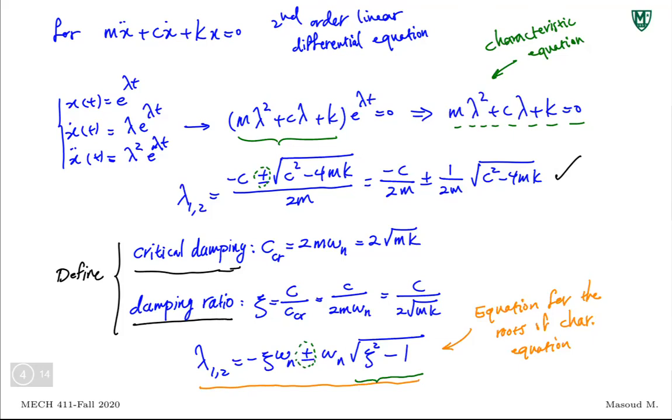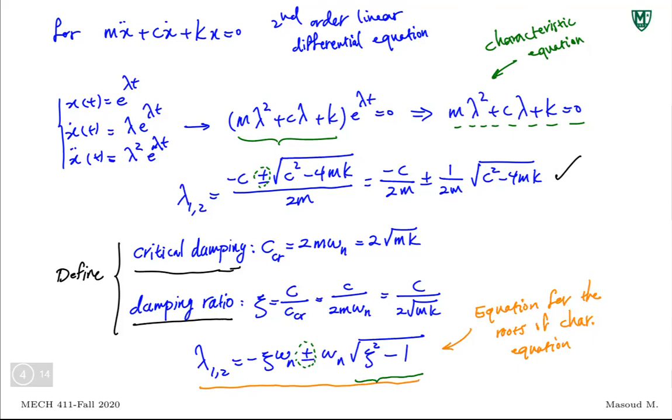Now, if zeta squared is less than 1, the value under this square root becomes negative. And the square root of a negative number, well, you know that from before, it's a complex value. It's not a real value. So we get two roots this time, both of them complex numbers. So depending on what the value of zeta is, we're going to have three different cases.